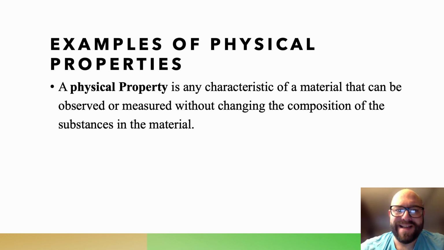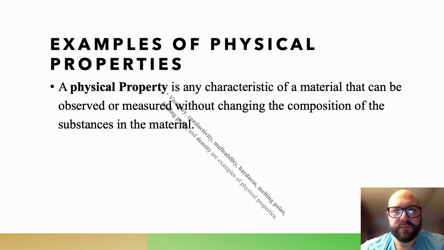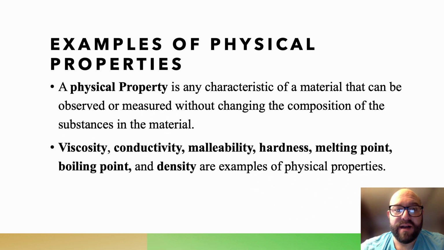A physical property is any characteristic of a material that can be observed or measured without changing the composition of the substances in the material. Viscosity, conductivity, malleability, hardness, melting point, boiling point, and density are examples of physical properties.